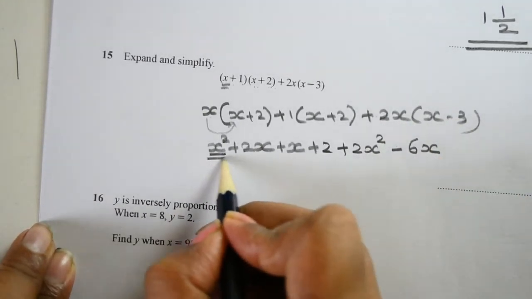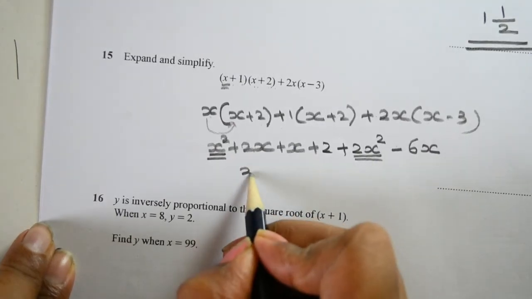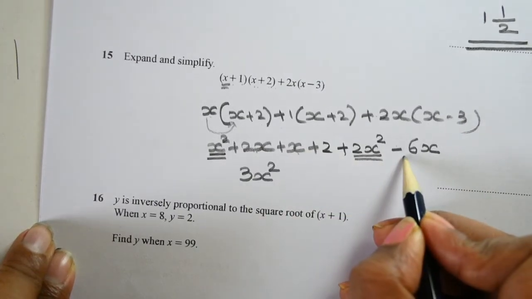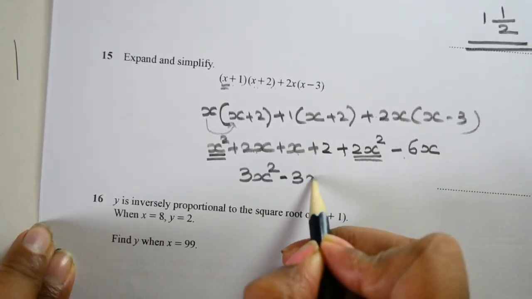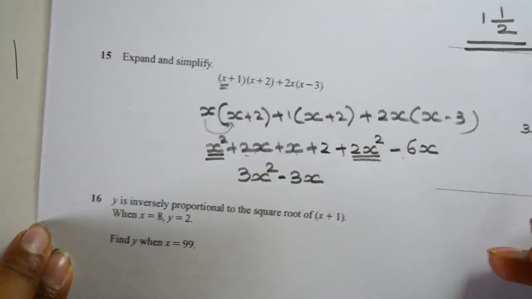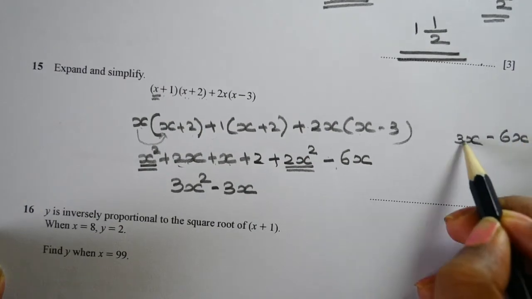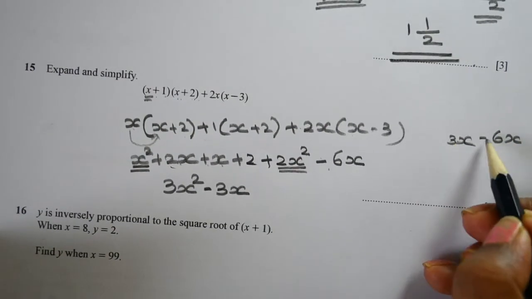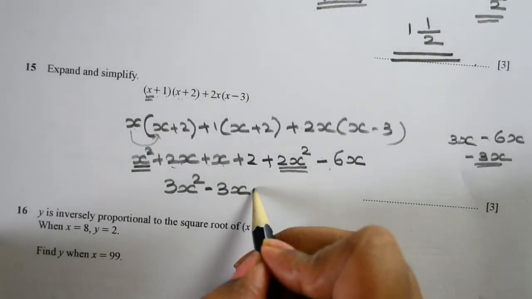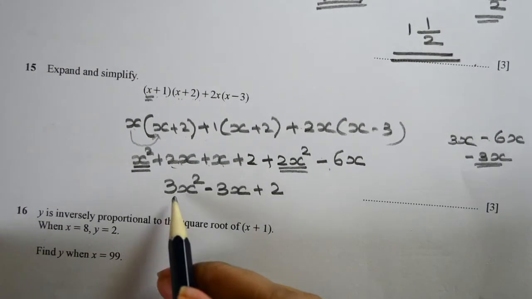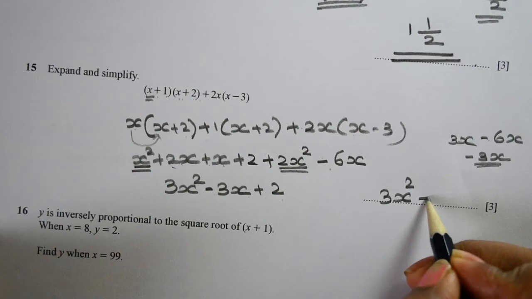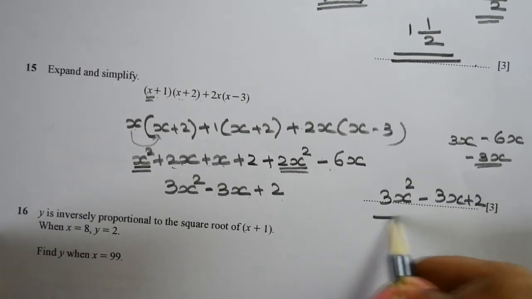Okay, then like terms: x square plus 2x square is 3x square. 2x plus x is 3x. What is 3x minus 6x? You will get minus 3x. Two different terms, right? Subtract it. 3 minus 6 is minus 3. Then 2 plus 1 is 3, then minus 6x, that's why I wrote it here. Okay, then what's the last number? Plus 2. So 3x square minus 3x plus 2 is the final answer. 3x square minus 3x plus 2.